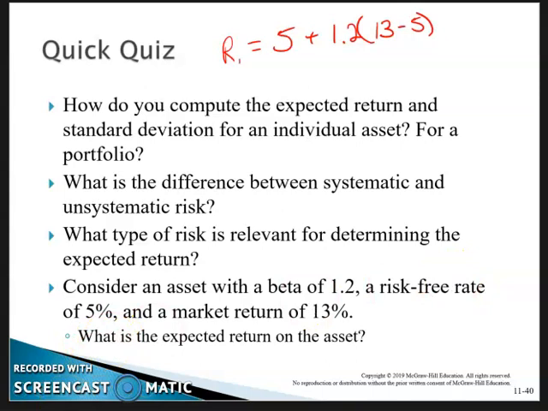That gives us an expected return of 14.6%. Again, take the risk-free rate, add it to beta multiplied by the market risk premium. That's the expected return on the market minus the risk-free rate. And it gives us an expected return for security i of 14.6%.